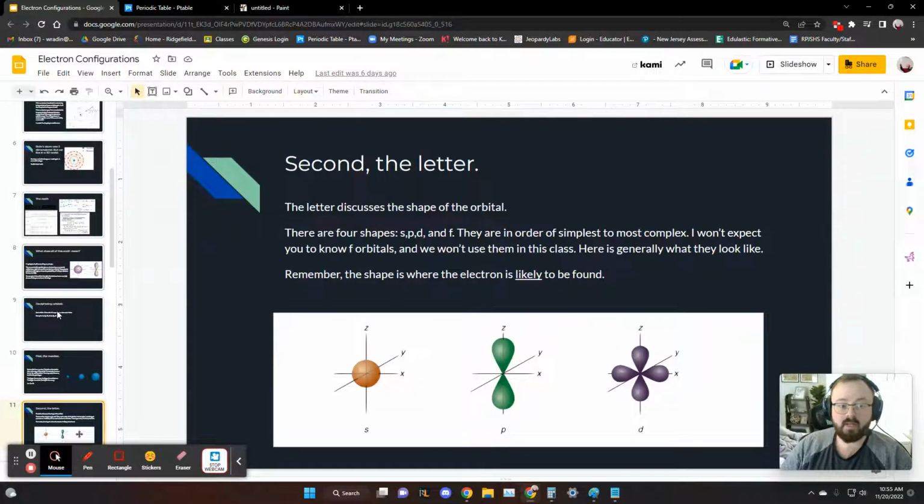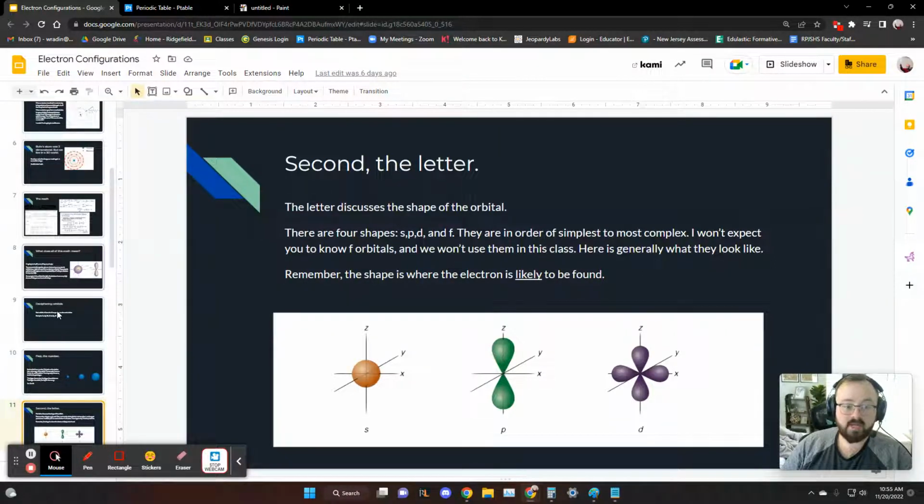And then secondly, the letter discusses the shape of the orbital. There's a whole bunch of different stuff that we could get into. If you look up other YouTube videos on this concept, they talk about something known as quantum numbers. I wanted to give us this more streamlined version just for the sake of getting through this material with the time constraints. If you take AP chemistry or chemistry in a college setting, you will get more in depth into this. But this is just where I want to keep us for now.